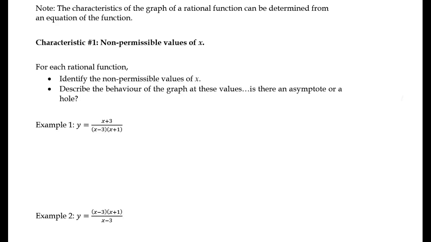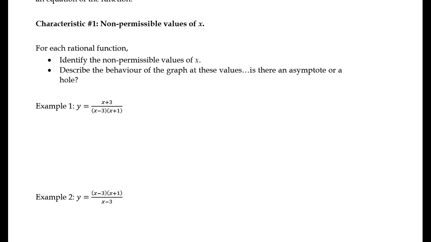So characteristic 1, as we saw in our last lesson, is non-permissible values for x. This is always going to be looking at your denominator and saying that we cannot divide by 0. Okay? So we then need to decide, is it an asymptote or a hole? But it's always, again, based on the denominator cannot be 0.